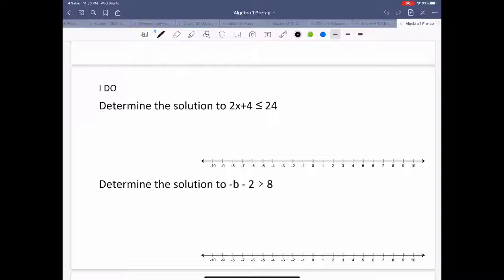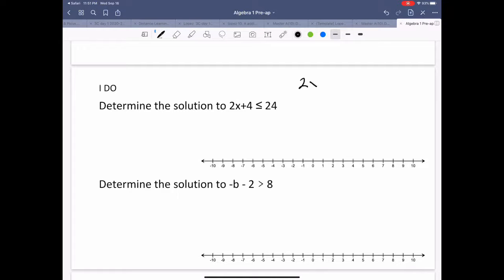Hey, what's up everybody? So in this video we're going to be solving two-step equations. It's going to be quick, but we're also going to introduce inequalities, so we're going to do a quick review over inequalities as well. So let's go ahead and get started. Here we have this inequality that we need to solve for.